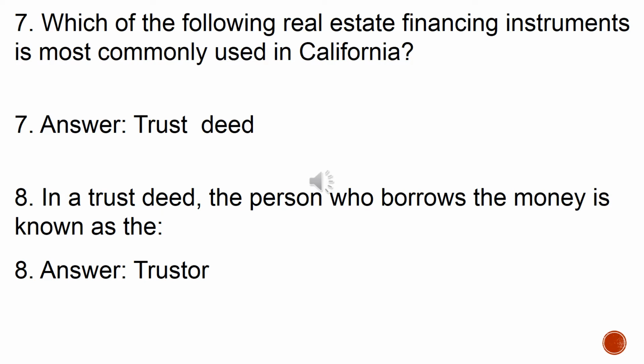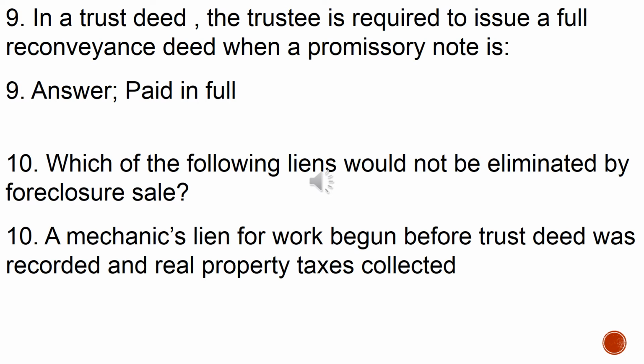Question number 7. Which of the following real estate financing instruments is most commonly used in California? Answer, trust deed. Question number 8. In a trust deed, the person who borrows the money is known as the? Answer, truster. Question number 9. In a trust deed, the trustee is required to issue a full reconveyance deed when a promissory note is? Answer, paid in full.